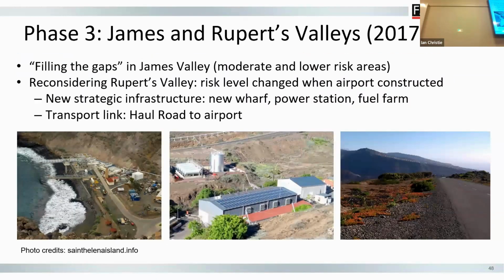So here are our later phases. The last one was Jamestown. This one is Rupert's Valley. Why did we need to come back to Rupert's when it was so poorly developed? Well, when they were building the airport, they actually had to put in a new haul road, and a lot of new infrastructure was put in. So there was a wharf, big fuel tanks, a fuel farm, power station, etc. So Rupert's Valley had to be re-ranked, and it then became apparent that we needed remedial works there as well.